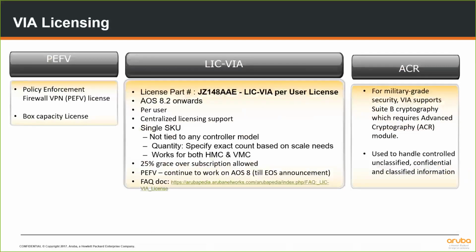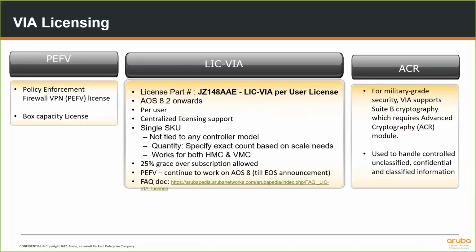So how is it licensed? Well, you just need that JZ148 Alpha Alpha Echo. That is a VIA license, and it's just per user that needs it. Now, every hardware controller also has what's known as PEFV. PEFV is a license that basically is like buying licensed VIA for the maximum amount available for that controller. So if I bought the PEFV for a 7005 controller, it would be very similar to as if I had bought 1,024 VIA-specific licenses.